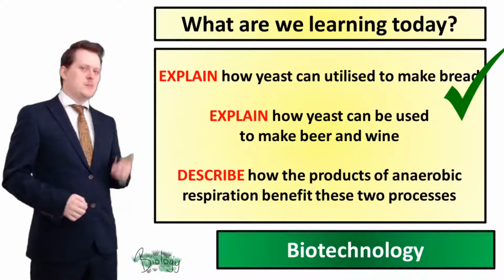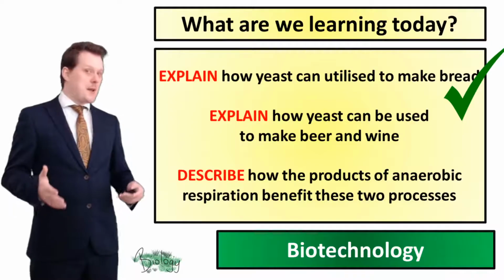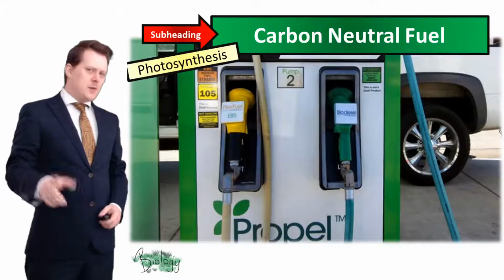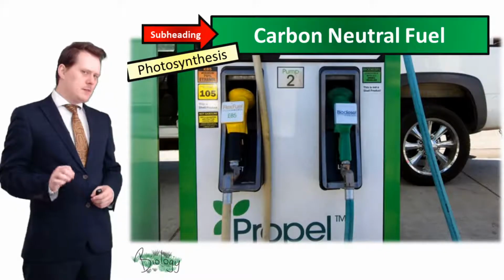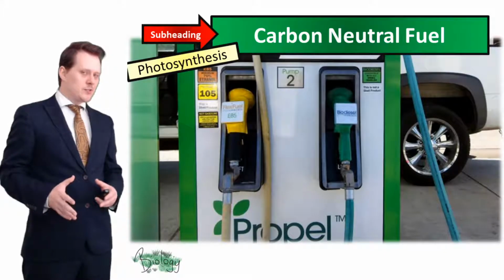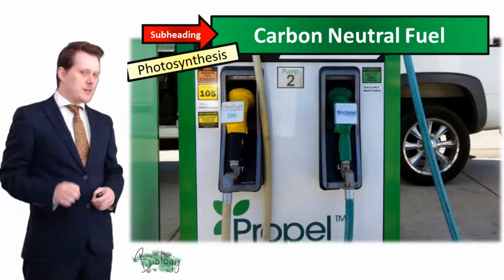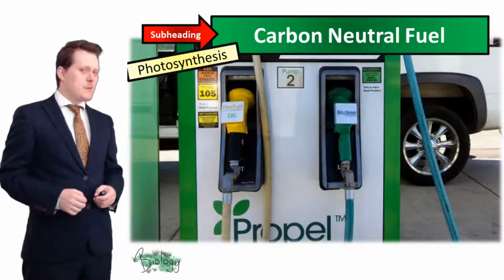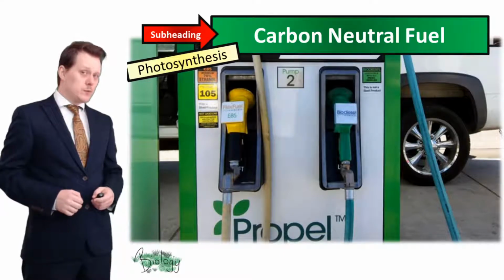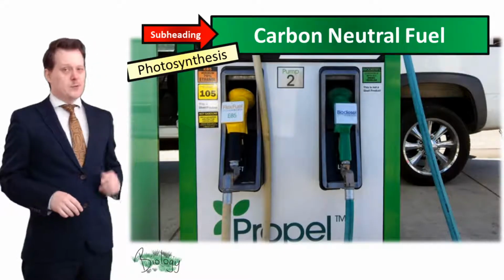So now we can explain how yeast can be used to make beer or wine. In your books, I'd like to get down another subheading, carbon neutral fuel, because now that we know a couple of equations relating to anaerobic respiration and biotechnologies, we can begin to explain why ethanol might be a more favourable fuel over fossil fuels, starting with our photosynthesis.